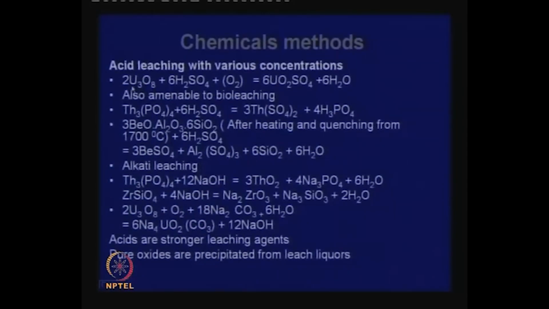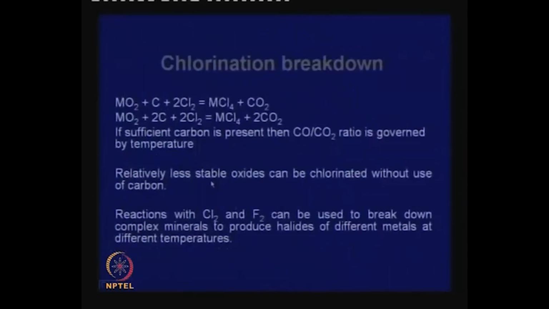I have talked about leaching of the oxides, concentrates either by acids or by alkali, and then from the purified starting material we can chlorinate to produce a chloride from which we will get the metal, or we can also fluorinate. In the case of very stable oxides, I mentioned that you need presence of carbon for chlorination. Without carbon, they cannot be chlorinated.